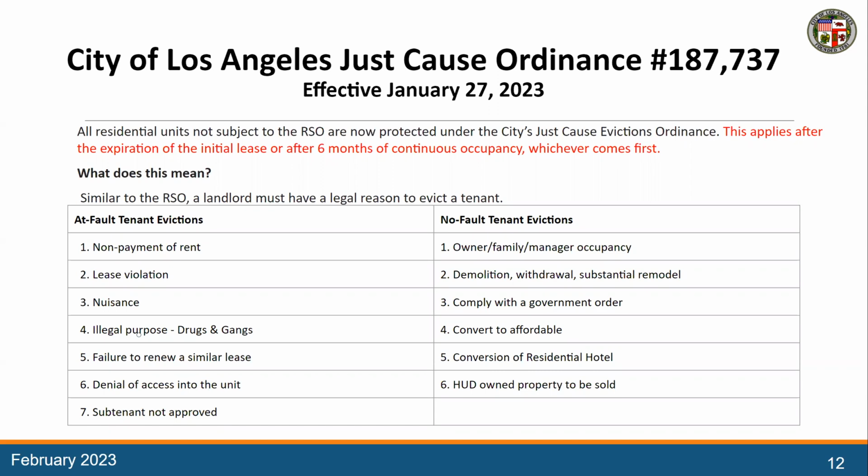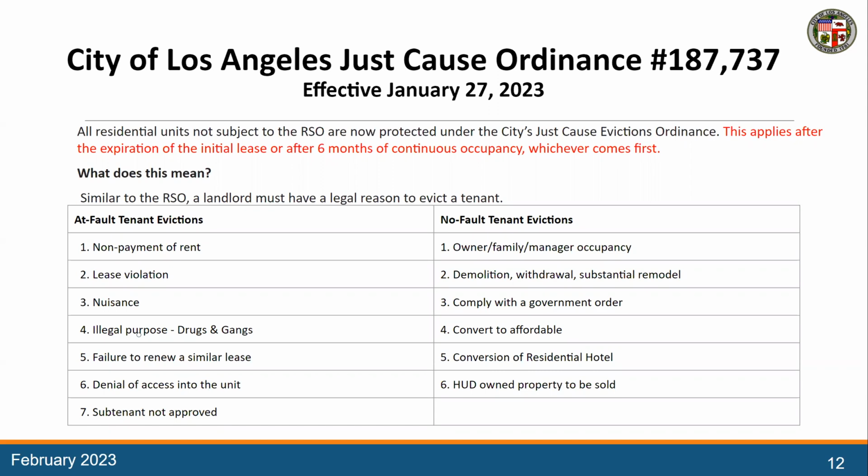Just Cause ordinance is very similar to the RSO in terms of the eviction protections it offers to tenants. It requires a legal reason in the same way that the RSO does. It contains at-fault and no-fault eviction reasons in the same way the RSO does. At-fault eviction reasons include things such as non-payment of rent, subject to the COVID protections, of course, lease violation, nuisance, illegal purpose, such as drugs and gangs, failure to renew a similar lease, denial of access into the unit, and a subtenant not approved.